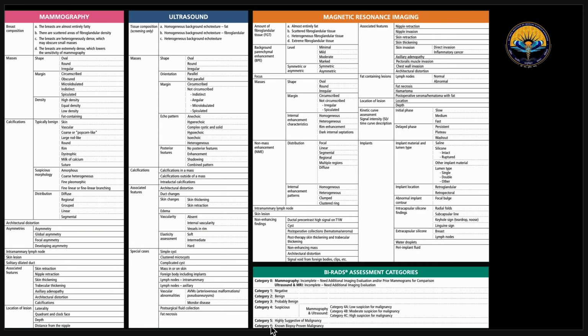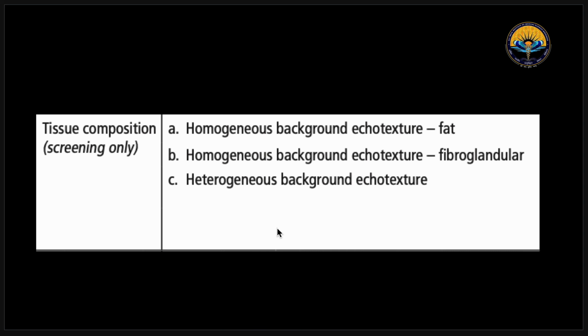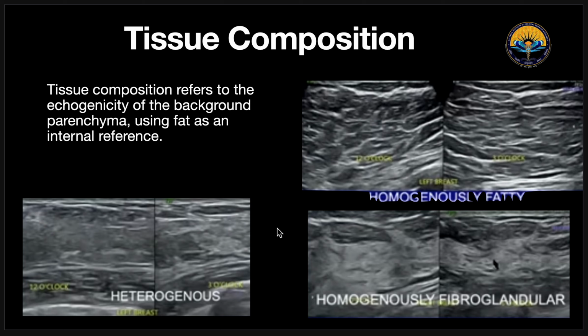So starting with the BIRADS ultrasound, first we are going to study tissue composition, then we are going to study mass description, then we are going to study calcifications, associated features, and special cases. Starting first with the tissue composition. Tissue composition refers to the echogenicity of the background parenchyma using fat as a reference. So it could be homogeneous fatty like here, it could be fibroglandular like this one, or it could be heterogeneous, that is a mix of fibroglandular and fatty.